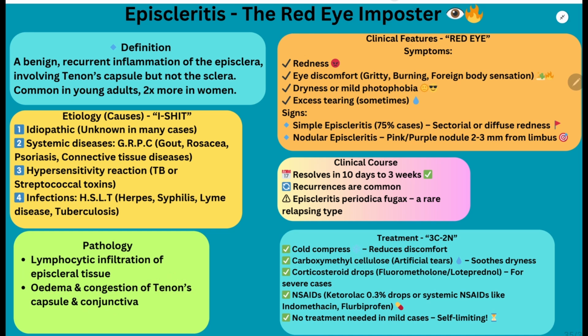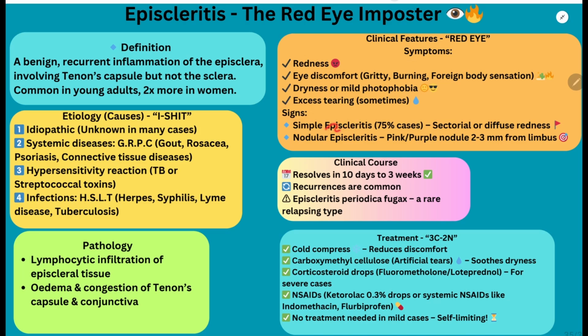Okay, so what are the clinical features? Clinical features are very important because when the patient comes to you, you must diagnose most of the cases by using only clinical features. It can be remembered by RED eye. R for redness, which is very common in the majority of eye infections. E for eye discomfort. D for dryness or mild photophobia can be seen here. And E for excess tearing. So these are the symptoms, whereas signs are what a doctor will identify.